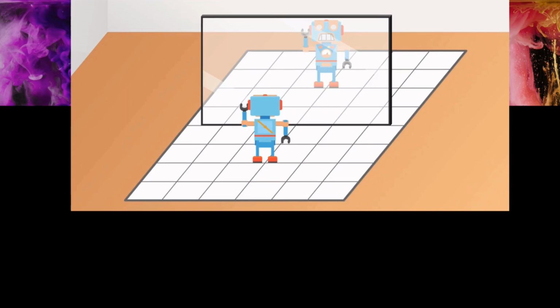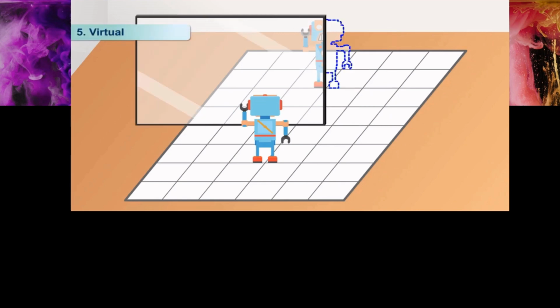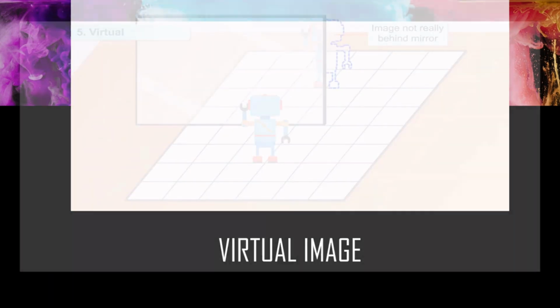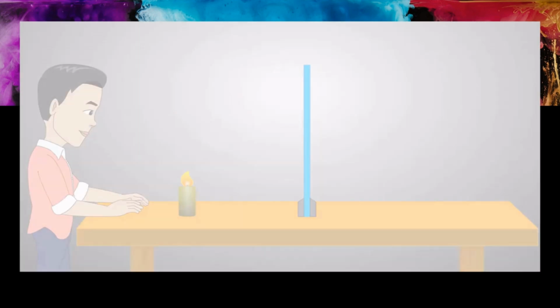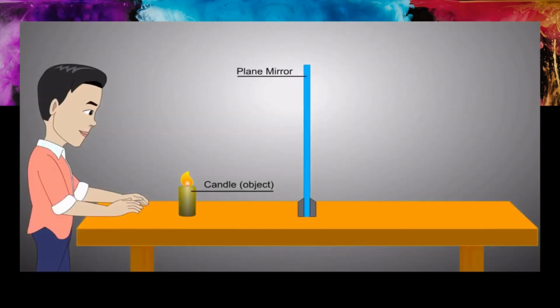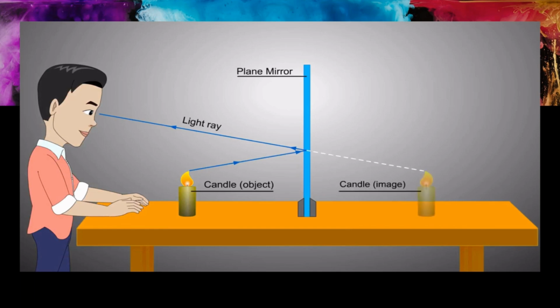Finally, the image formed in a plane mirror is a virtual image, which means that the image cannot be formed on a screen and that the image is not really behind the mirror. The image of an object is formed in a plane mirror because the light from the object is reflected by the plane mirror, making it seem like the light comes from behind the mirror.